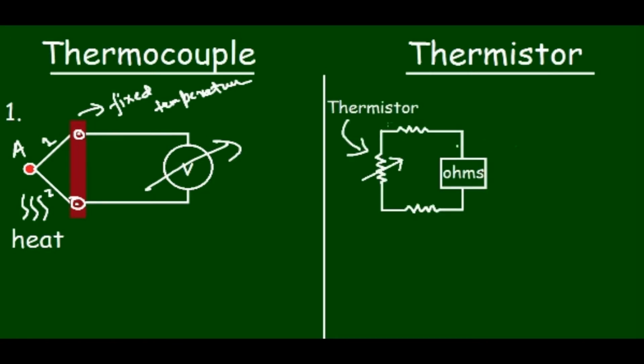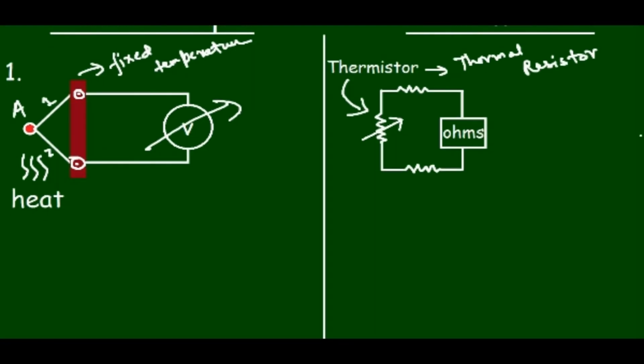So this is the circuit diagram of a thermistor. Now a thermistor is a thermal resistor, a device whose resistance changes with change in temperature. The equivalent circuit resistance can be calculated easily from this circuit diagram, and it can be further converted into a temperature difference via some mathematical formulas. Now let's move on to the second point.